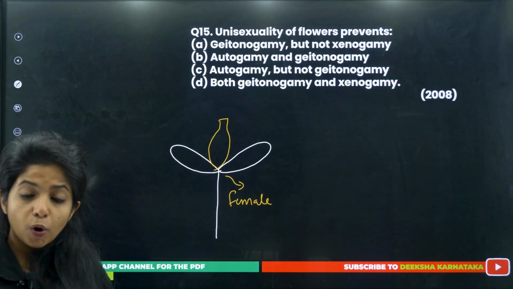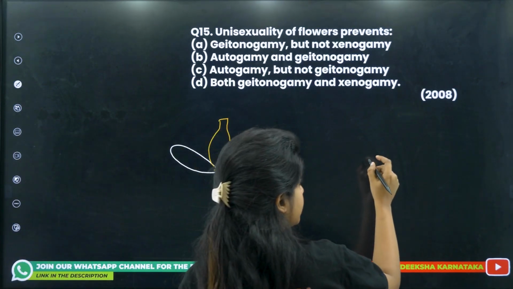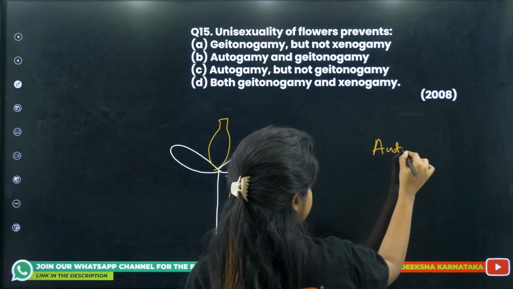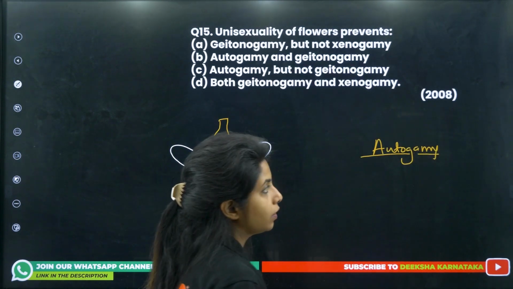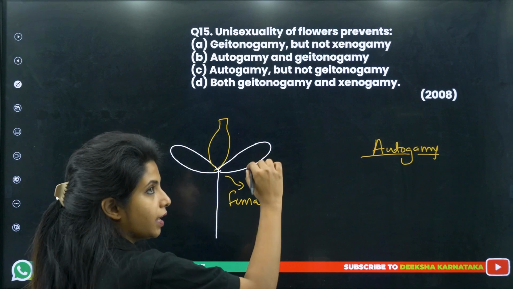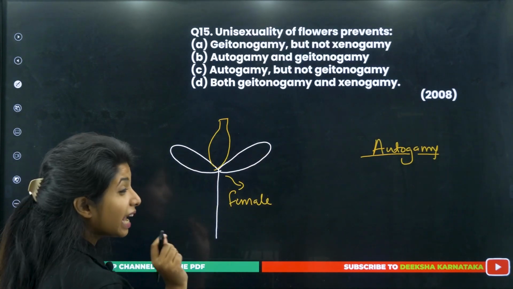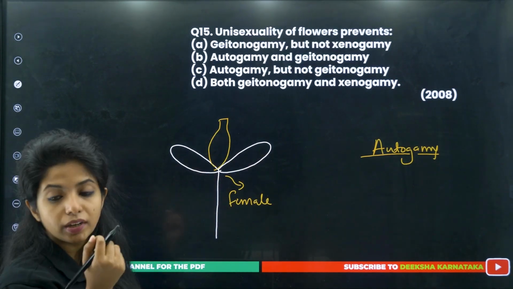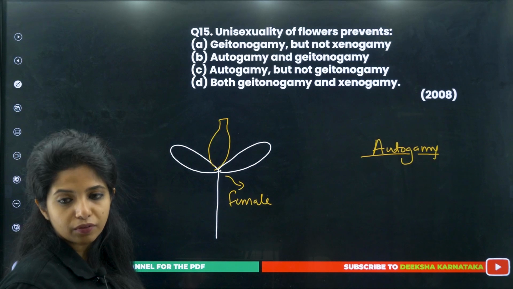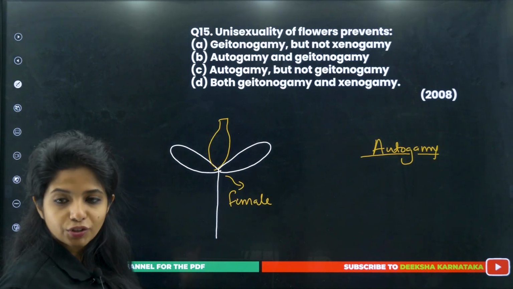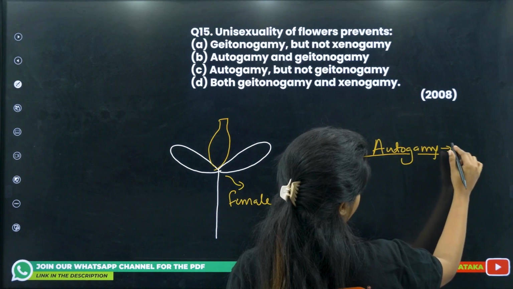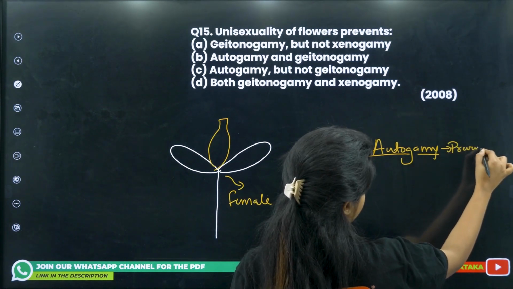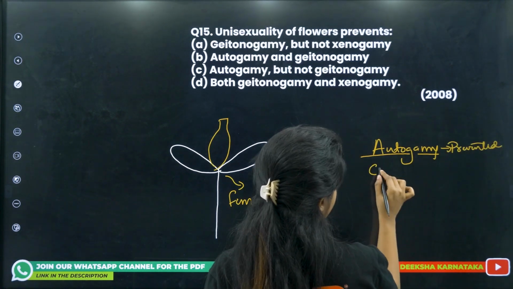Now, what would it prevent? Would it prevent autogamy, children? You only think autogamy means what? From the anther to the stigma of the same flower. In the same flower, there is only one female reproductive organ. Where is the male reproductive organ? It's not there. So, will it prevent autogamy? Yes. Autogamy is prevented. Next thing, geitonogamy.